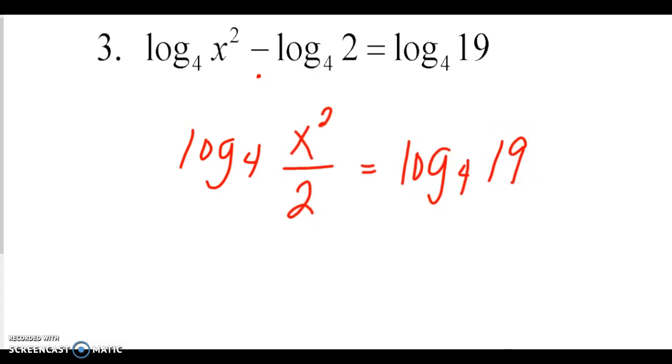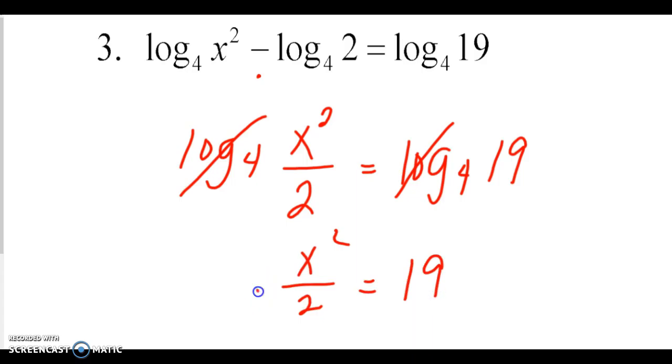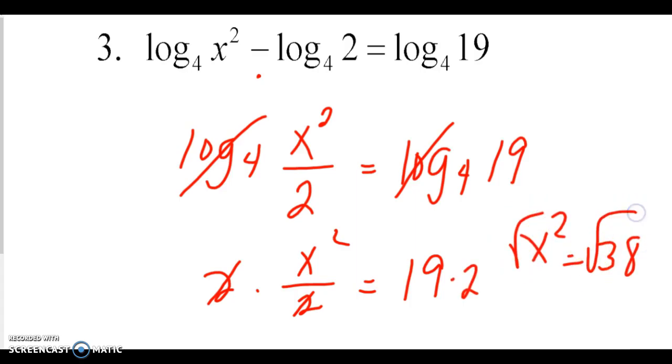And now, since I only have one log on the left and one log on the right, and they're both in the same log form, I can cancel them out, and I get x squared over 2 equals 19. And then solve, and if you remember, the 2 is on the bottom, so I'm going to want to get rid of the 2, and I get x squared equals 38. I square root it, and I get x equals square root of 38.